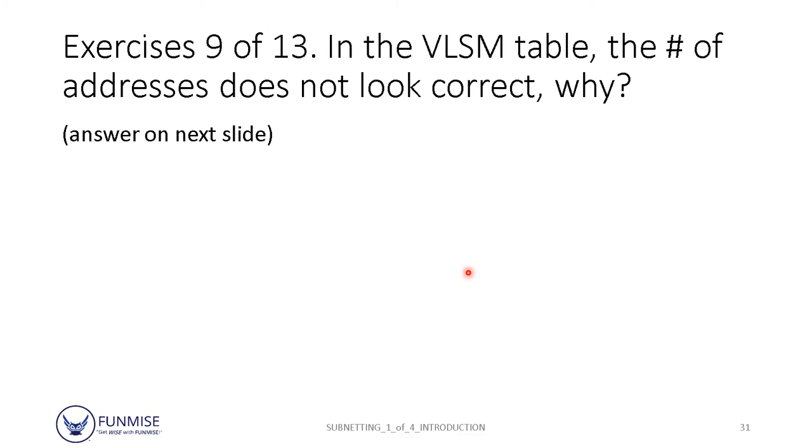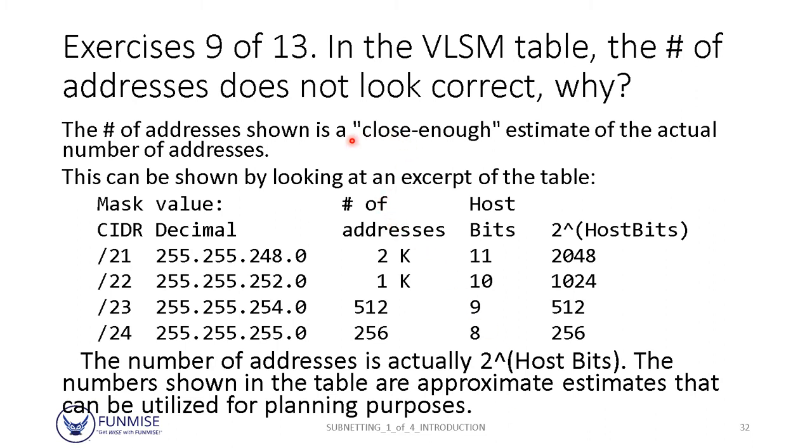Now, exercise number 9 of 13. We're still looking at that VLSM table. And it says in the variable length subnet mask table, the number of addresses does not look correct, and why? Okay, let's look at this and try to examine what's being referred to. This is referring to these columns right here. It's saying the number of addresses here is not very exact. They seem to be going exact here, and they just kind of guesstimate it.